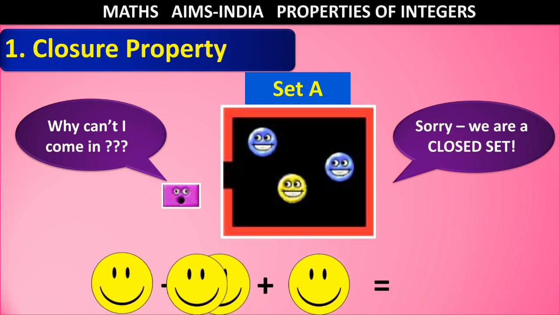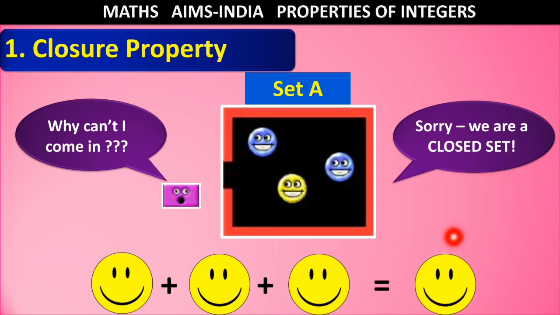Like when we add 3 smileys together, what will the answer be? The answer will again be a smiley. In the same way, this box contains circles. So only a circle can enter inside this box. A rectangle cannot enter inside this box. This property is called the closure property.